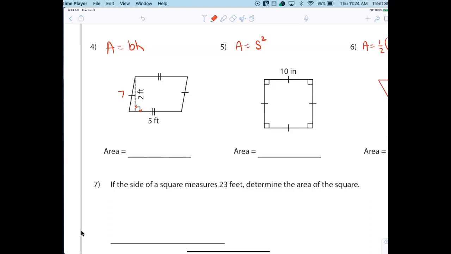What two numbers are we using? 2 and 5. So area, 2 times 5, which is 10. 10 feet squared.